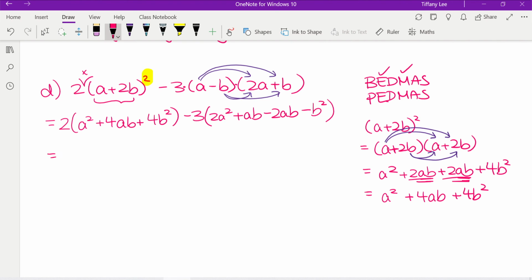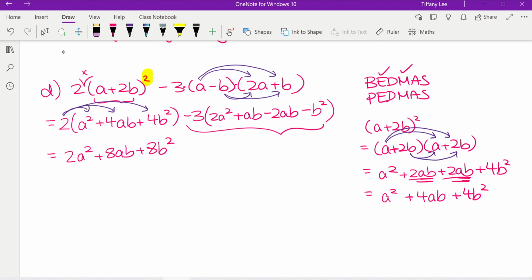All right, let's keep going. Let's take a look at this part here. We have 2 times (a squared plus 4ab plus 4b squared). We might as well apply the distributive property and start multiplying our 2 in. So we have 2 times a squared, which is 2a squared, 2 times 4ab, that's positive 8ab. 2 times positive 4b squared, that's positive 8b squared. Let's take a look here now. We have negative 3 times all of 2a squared plus ab minus 2ab minus b squared.